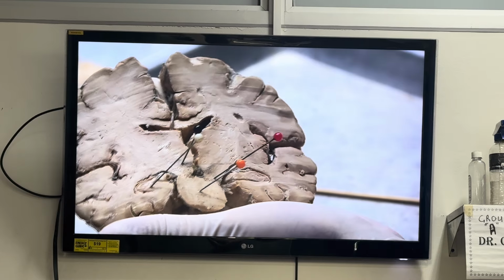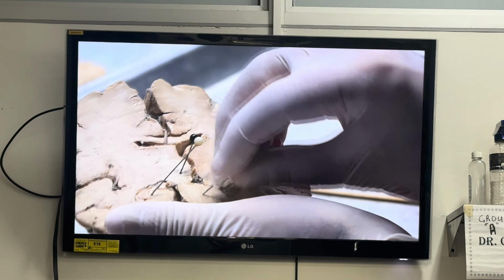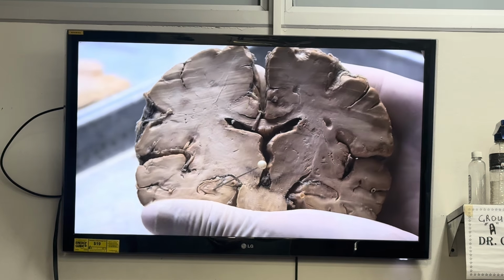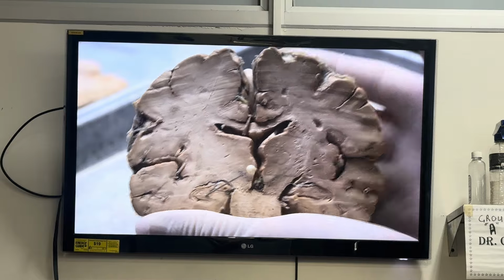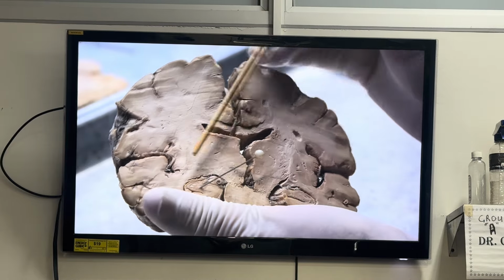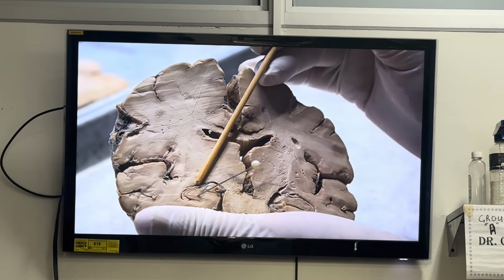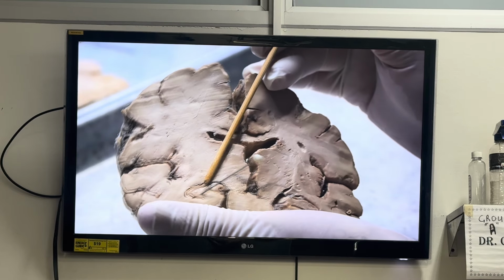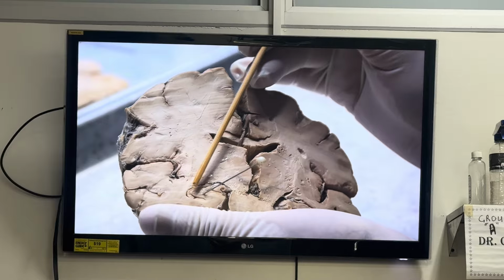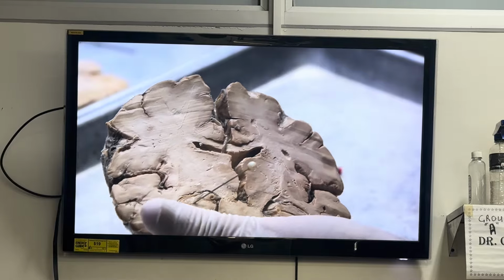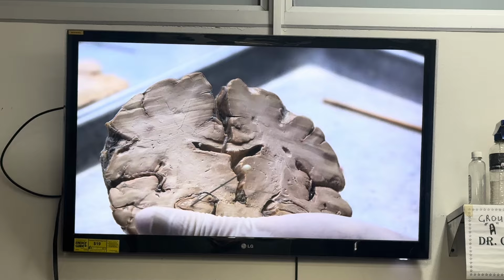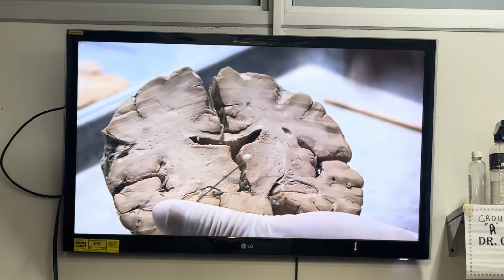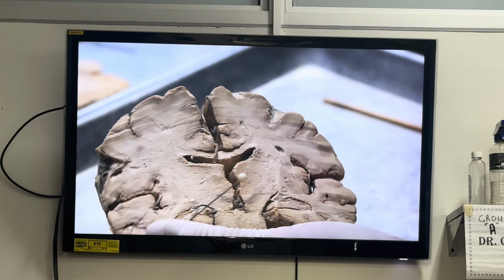Okay, and here in white you have your hippocampus. And what will be the structure which is here, before the fimbria? You have the alveus, and the alveus will continue as the fimbria. But the alveus is just the beginning. Okay?